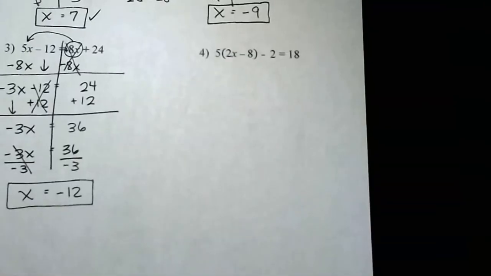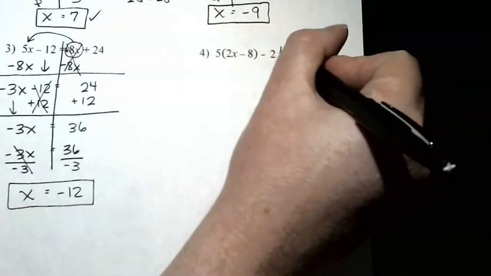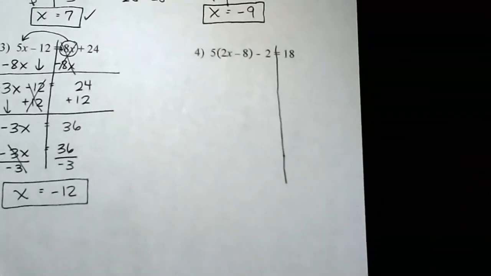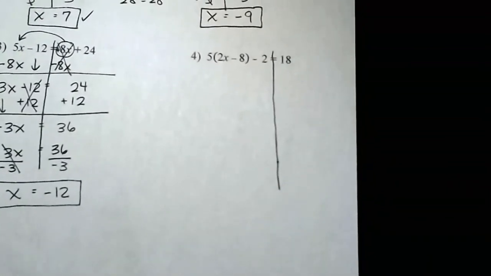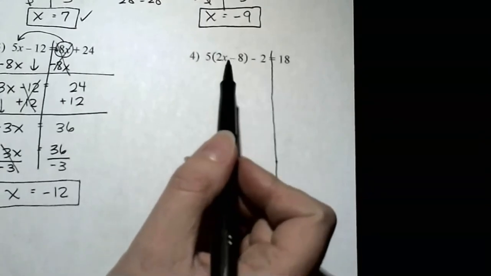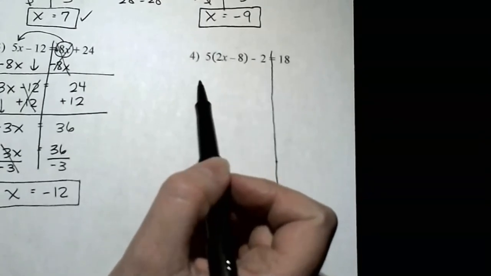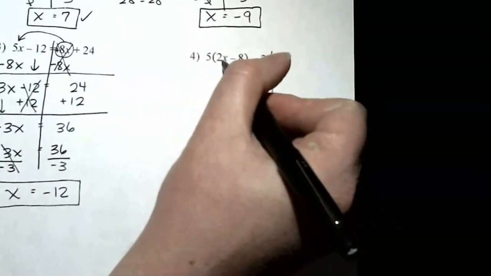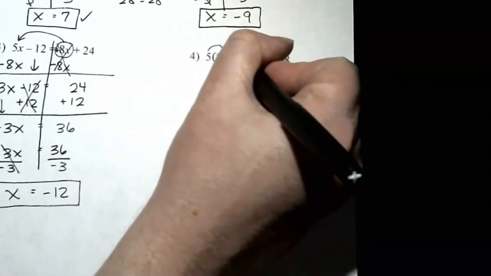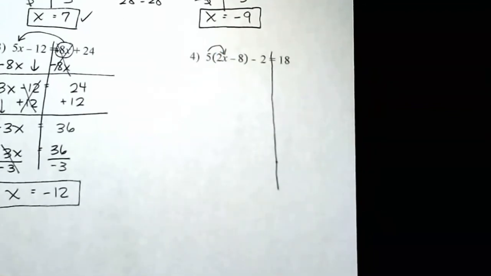negative 3. Okay, so for the last one, let's take a look at what we got here. The first thing I see is that on the left-hand side, I got some things that I can simplify first. So that's what I'm going to do. I can't combine the 2x with the 8, but I can distribute, and that will remove the parentheses.